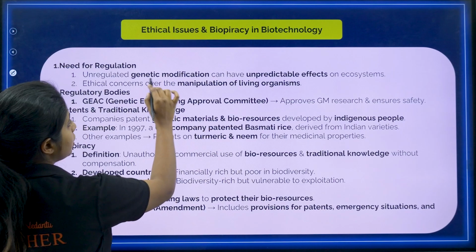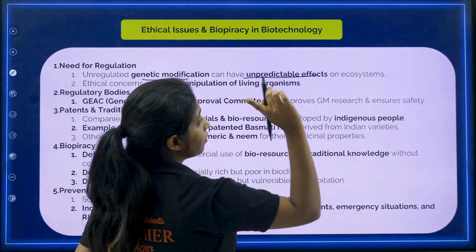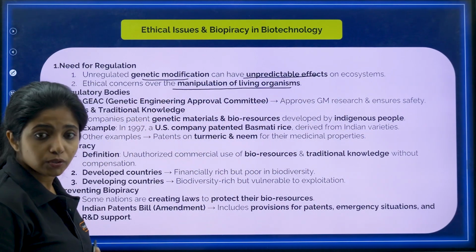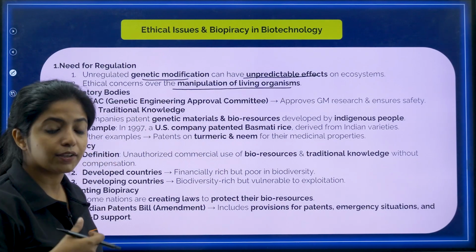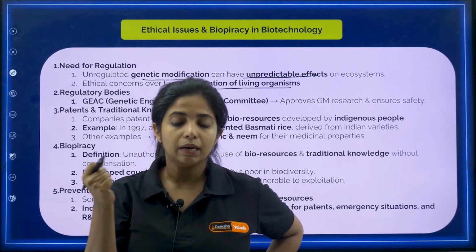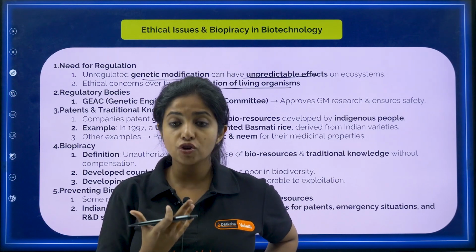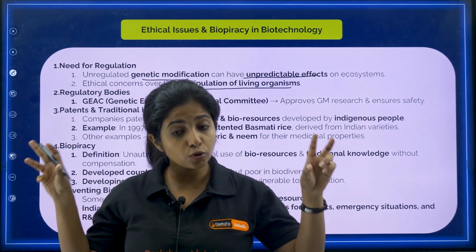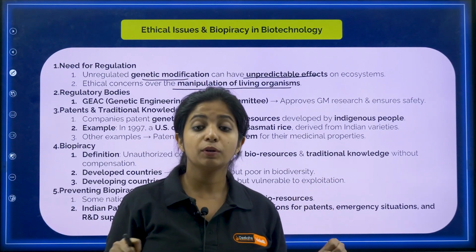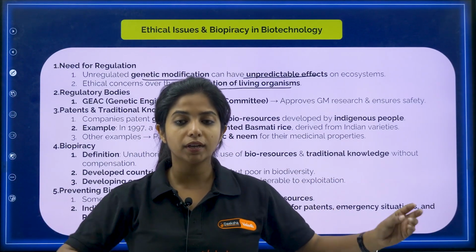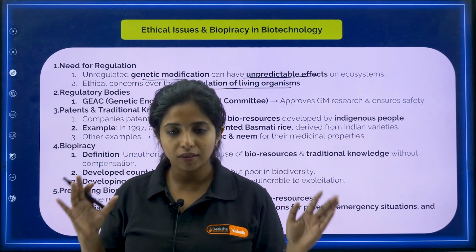So unregulated genetic modification can have unpredictable effects as well. Ethical concerns over the manipulation of living organisms, that is also there. Obviously, as me, as you, everyone thinks we should not be harming monkeys, we should not be harming mice and things like that which have very much genetic resemblance to us. So ethical concerns also have to be taken up and thought about, which is why there is a need for regulation. Otherwise people will go around killing monkeys and doing this, so we do not want that to happen.